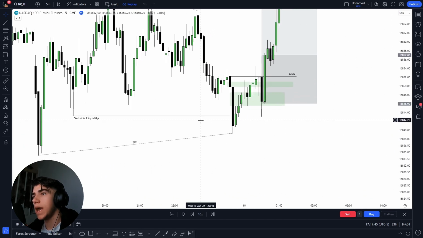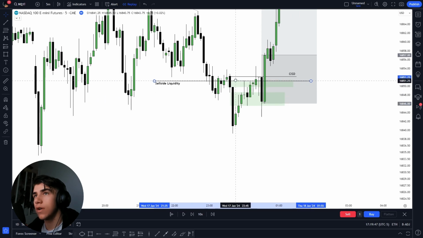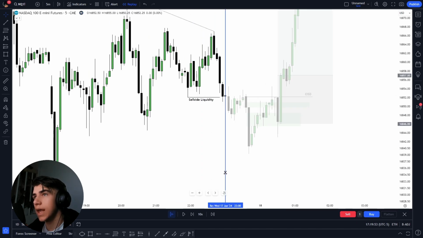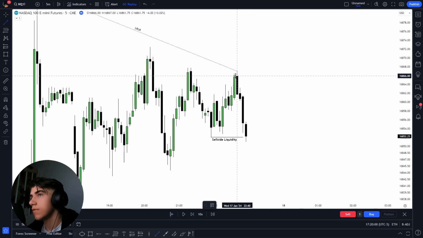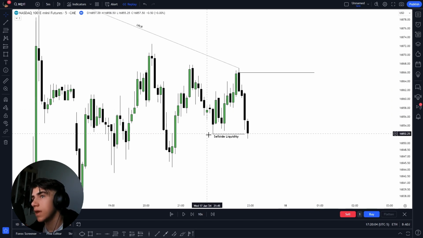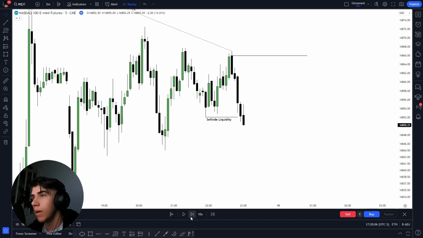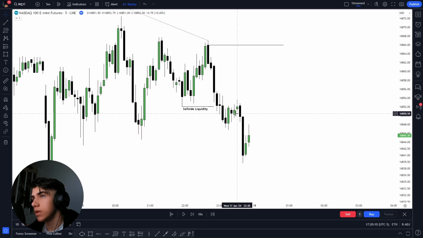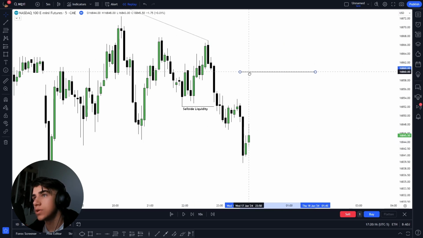Now, some people may ask me, well, we also took out sell side liquidity here. Why did our change in state of delivery change, right? Because if we were looking at it from a perspective like this, right here would be our change in state of delivery, right? Because these are the consecutive bearish candles that took out sell side liquidity. But because we continue to go down, we get bullish candles here, then we sweep sell side liquidity here. This now becomes our new change in state of delivery.